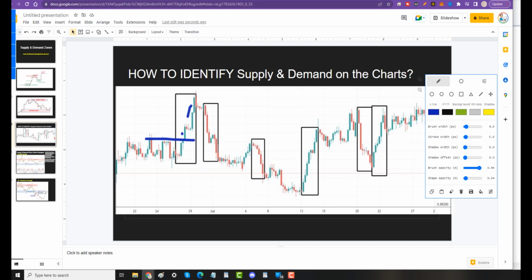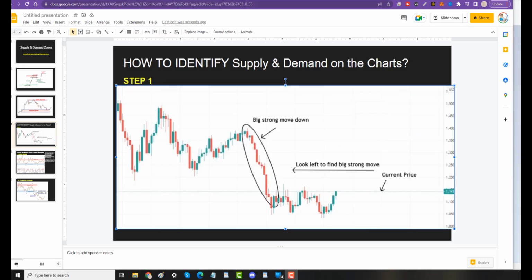Now, these big candles are usually the price movements showing us the market imbalances on a chart. The key point to remember while finding market imbalances is to keep an eye on the big candles only. Right, so step one.